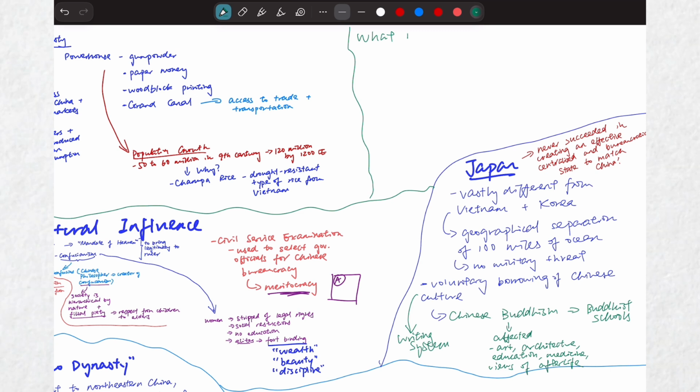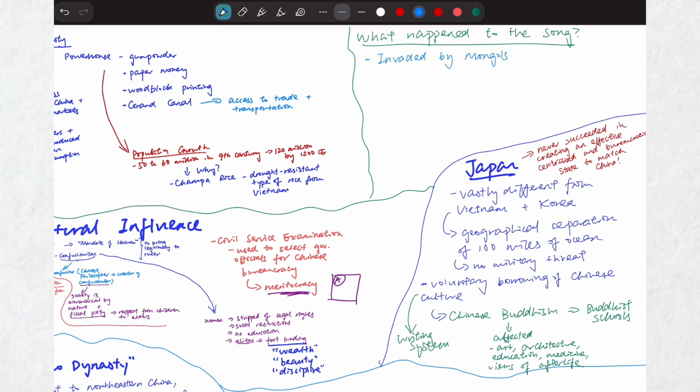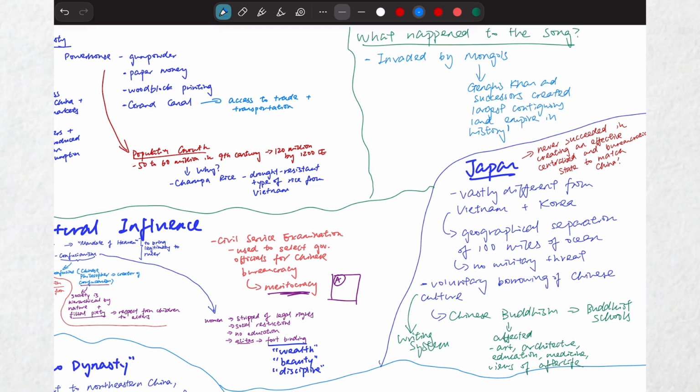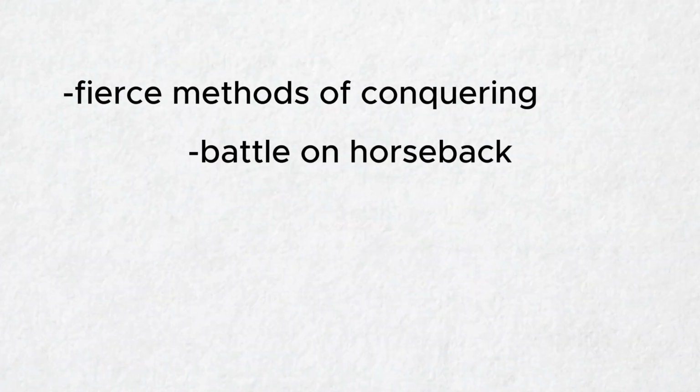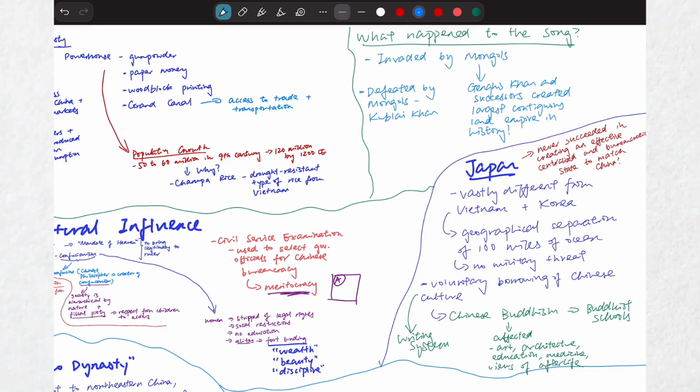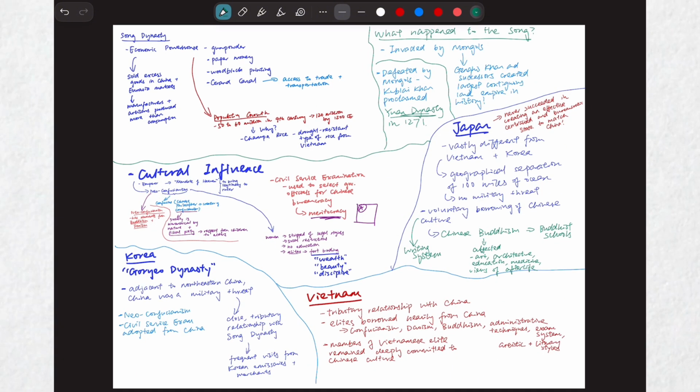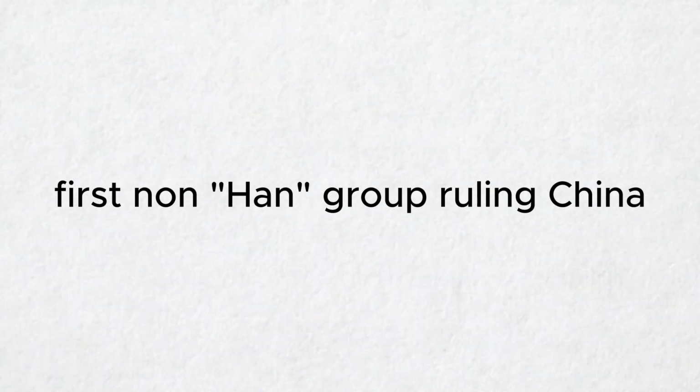Nevertheless, the golden age of innovation, economic prosperity, and cultural influence came to a halt after the conquest of the Mongols. By the mid 13th century, Genghis Khan and his successors had carved out the largest contiguous land empire in history. They were known for their fierce methods of conquering and battle on horseback, and their adherence to the nomadic way of life. Though the Song was highly prosperous, they were still militarily weaker than their northern neighbors. Eventually, Kublai Khan proclaimed the Yuan dynasty in 1271 in China, and for the first time, all of China was ruled by a non-Han, or ethnically Chinese people.